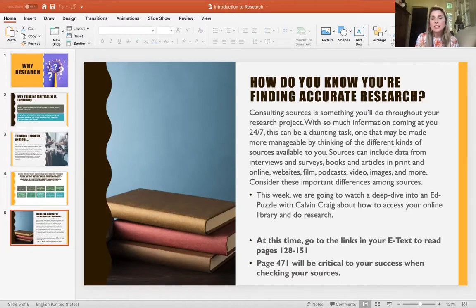After you've watched this lecture, it's really important that you go to your e-text and you read pages 128 through 151. Page 471 will be critical to your success when you're starting to format and check your sources. So again, those are not things that you have to consume perfectly, but it will definitely benefit you as we continue navigating our first research project together this week.